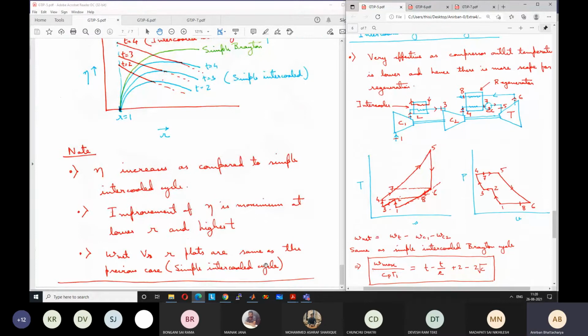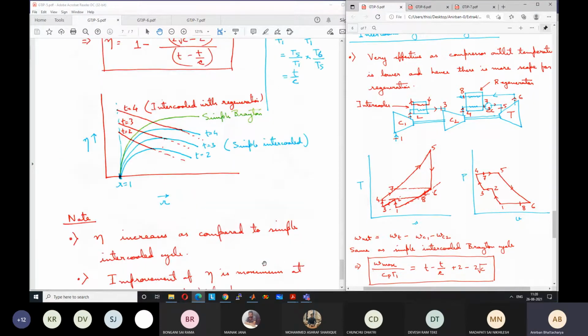W net versus R plots are the same as the previous case, the simple intercooled cycle. I will show you the plots once we go through all the other cycles. We can compare all the cases and try to understand what is happening. But this is the nature. It is similar to the simple regenerative cycle or regenerative with reheating, so it decreases with R, and up to a certain value is more beneficial. After that value, the simple intercooled cycle becomes more beneficial.